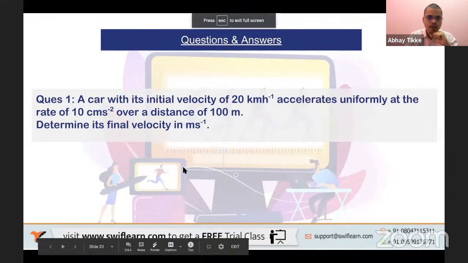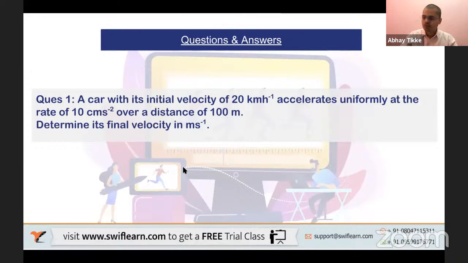Okay, now let us discuss some questions. Everyone is ready with the question? Pen and paper, everyone is ready? So first question for you now. What is given: a car with its initial velocity of 20 km per hour accelerates uniformly at the rate of 10 cm per second square over a distance of 100 meter. Determine its final velocity in meter per second.